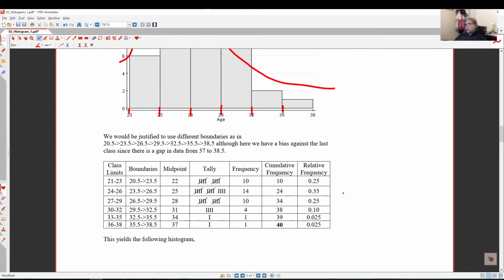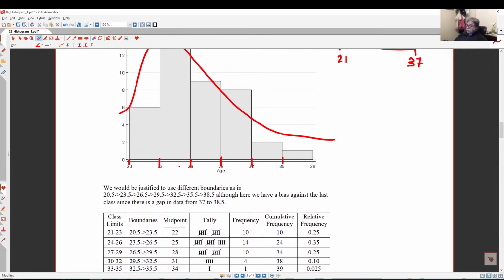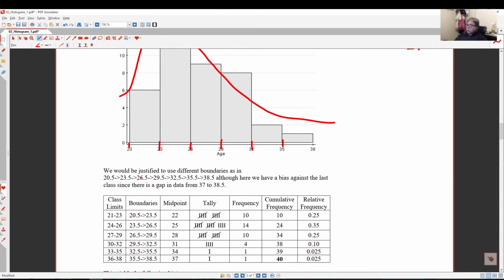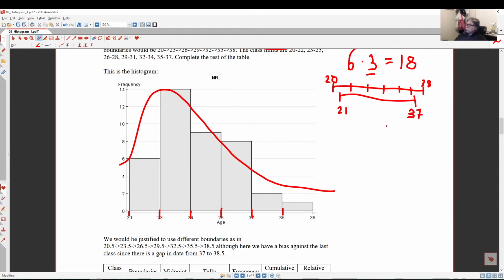That could be avoided, having lots of things on a boundary, by choosing different boundaries. So instead of starting with 20 and ending with 38, you could start with 20.5 and end at 38.5. That would create somewhat of a bias. So the bias is to avoid here having too many items in the sample on the boundaries.